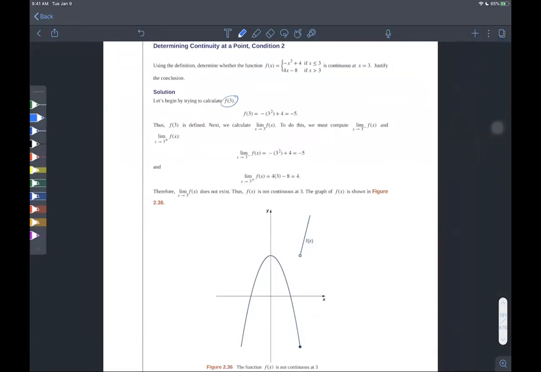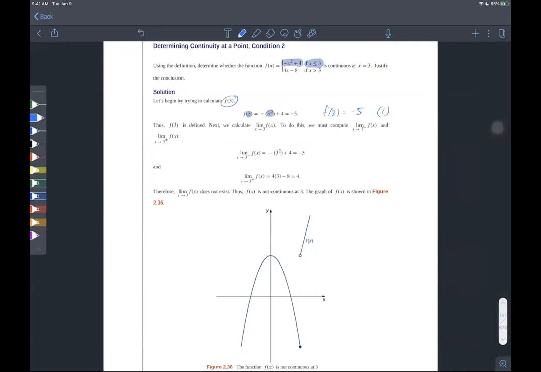Now we can calculate f of 3 because at an x value of 3, we're using this rule here, negative x squared plus 4. So all we have to do is plug in 3 into negative x squared plus 4, and we get an output value of negative 5. So f of 3 is defined, and it is defined to be negative 5. Okay, so step 1 is satisfied. f of a is defined for a equals 3.